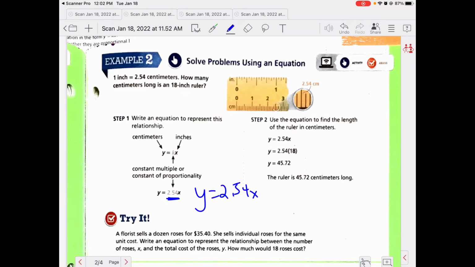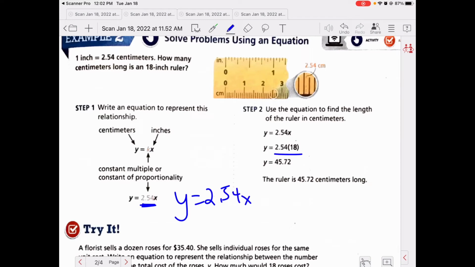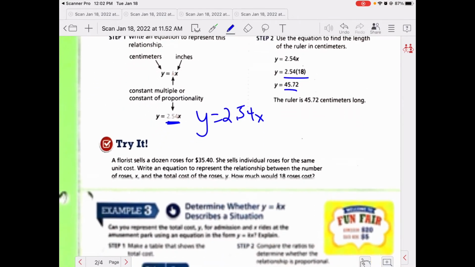So if we plug in 18 for x, we'd have 2.54 times 18, which if we type in a calculator is 45.72. So the ruler is 45.72 centimeters long, okay? All right. So let's go ahead and go on to the try it here.